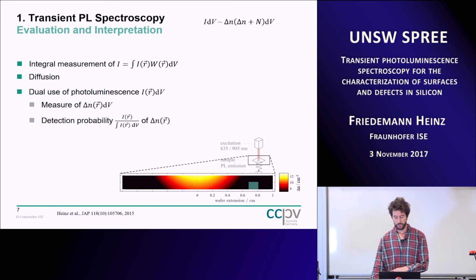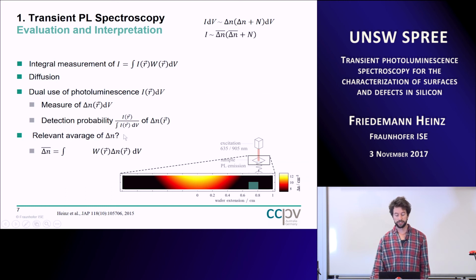So what's the relevant average of the charge carrier density? Usually we would say, okay, the charge carrier density is the average over the detection volume. But this cannot be quite true, because the charge carrier density here, the low one, doesn't play a role. If we want, in the end, an average charge carrier density, we need to introduce the emission probability from the sample itself, which just means the average charge carrier density is confined to the volume from which we have photoluminescence emission at all.